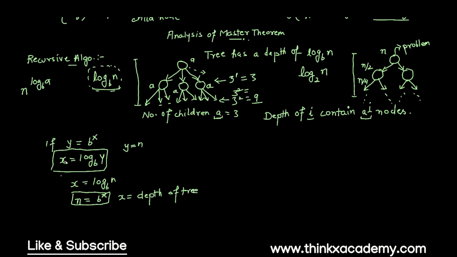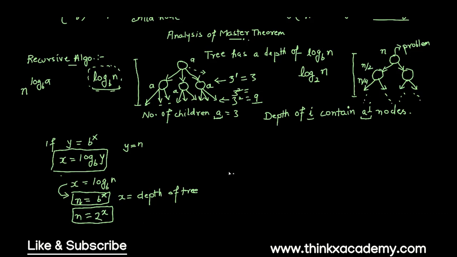You can see that the value of x is equal to log base b y, where y equals n, so it will be log base b n, and we know that the depth of a tree is log base b n, so x equals log base b n. This is basically similar to this equation, n equals b raised to the power x. Let's suppose b is 2 in our case, so it will represent 2 raised to the power x, where x is the depth of the tree.